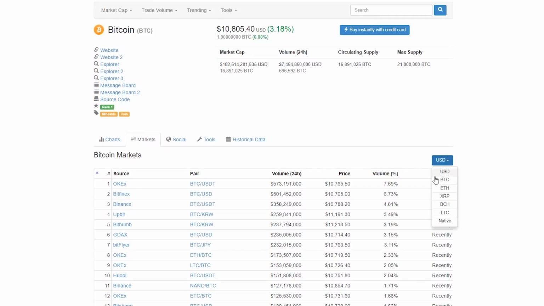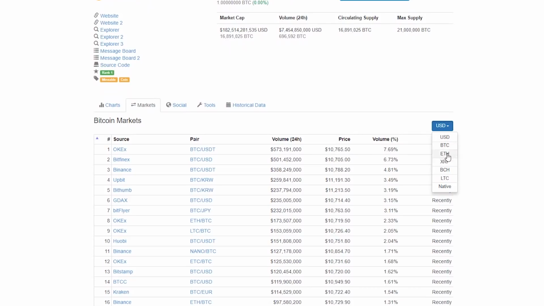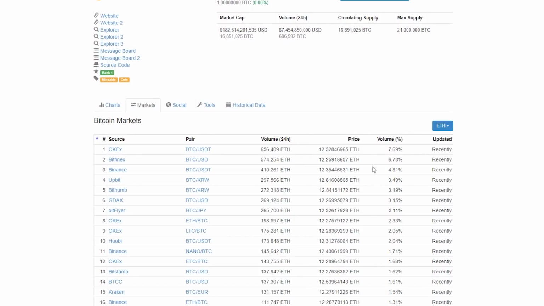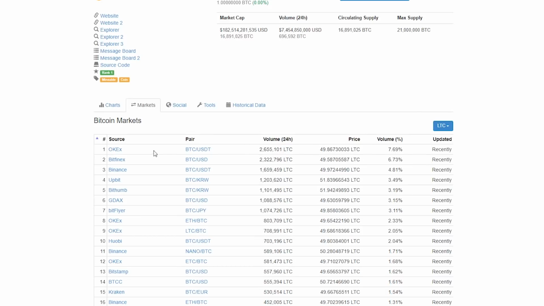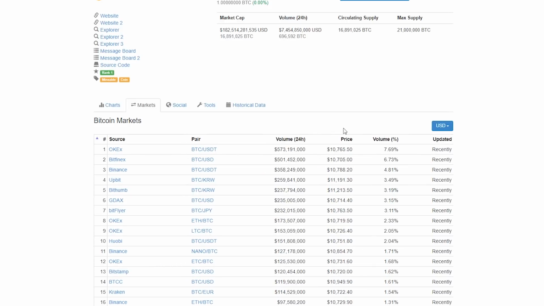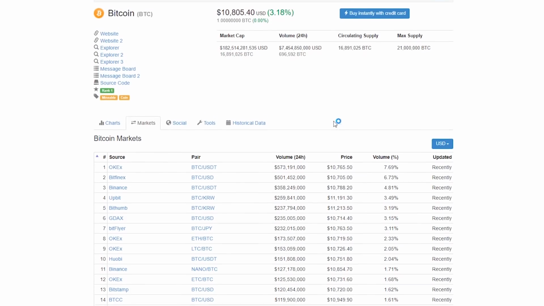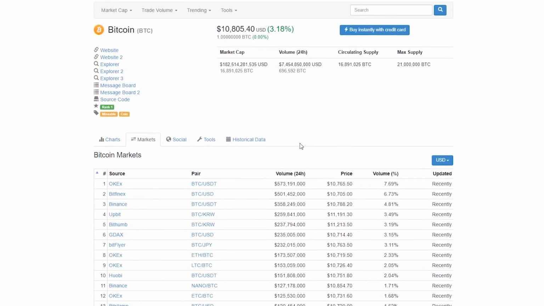Now over here as well, you can actually change how the price of Bitcoin is being displayed. You can have it displayed in Ethereum. So 1 Bitcoin at OKX is currently worth 12.3 Ethereum. You can change to Litecoin, so 1 Bitcoin is worth 49.8 Litecoin, etc. So you can really look at a lot of different data here, depending on how you trade and how you go about things when you're looking at the value.